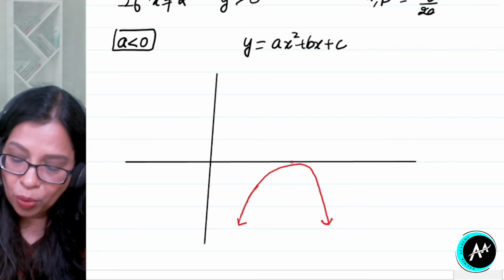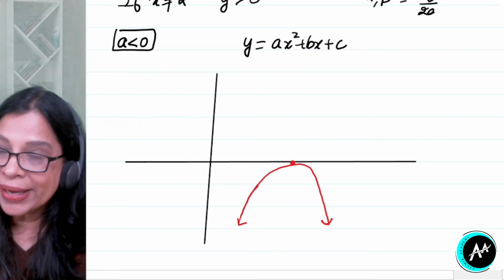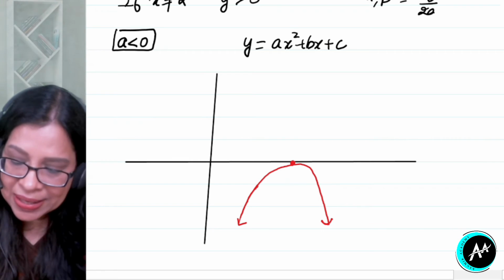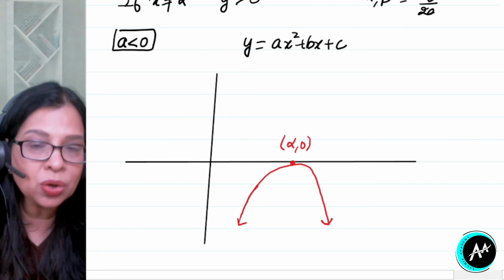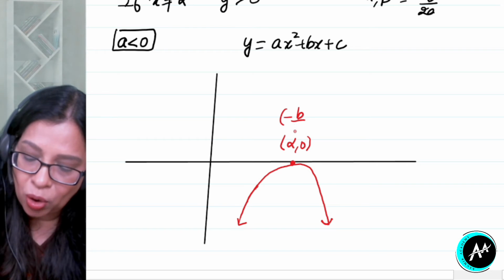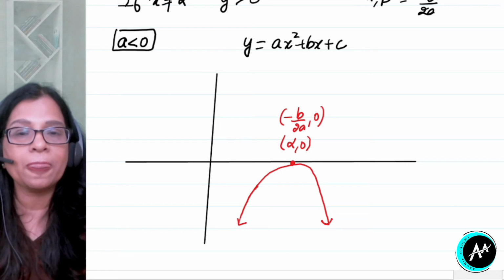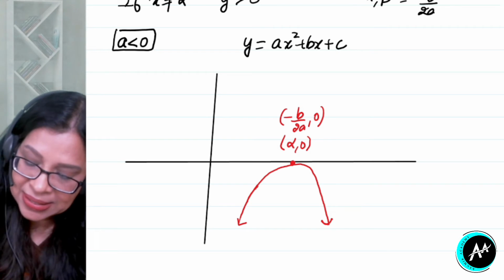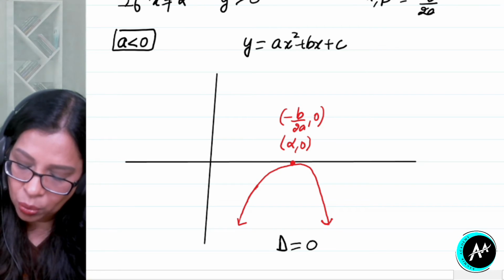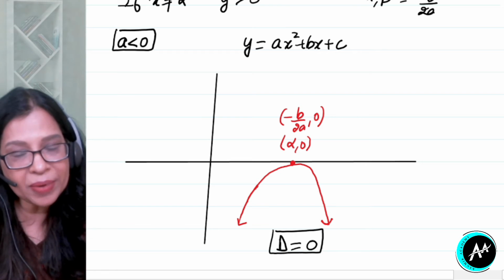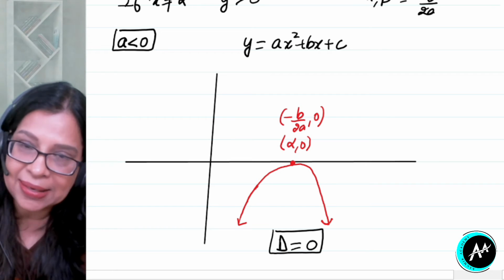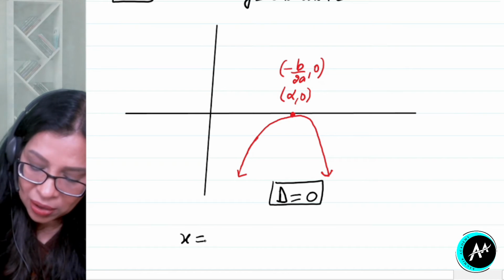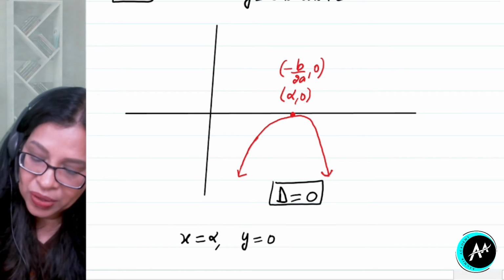So let this be the point. Because we are doing case 2 when parabola touches x-axis at one point. Now what will be this point again? Alpha comma 0, the root, that is minus b upon 2a comma 0. And again since roots are real and equal, in this case also d will be equal to 0. So whenever discriminant is 0, parabola touches x-axis at one point. Also you can see when x is equal to alpha, y is 0, this point.